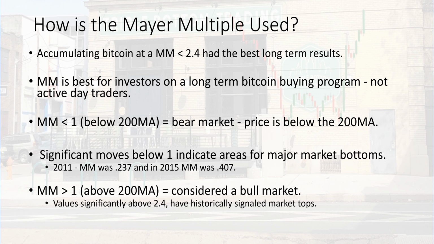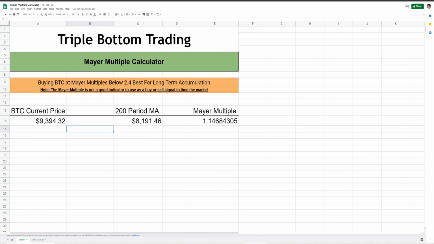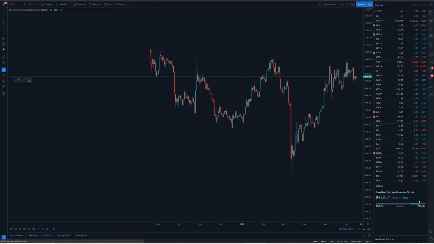So let's jump into a chart and take a look at, first of all, how to use Tradingview with adding the Mayer multiple indicator onto it, and also how we're going to go back and analyze and take a look at when the Mayer multiple was below that 1 level or above that 2.4 level, and how to use that. So if Tradingview will cooperate with me here, then we can go ahead and do that.